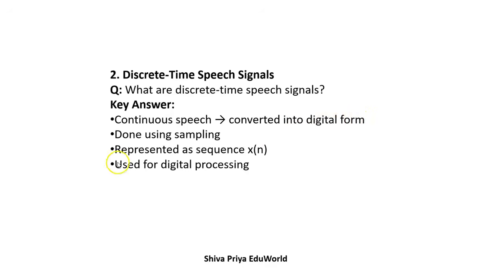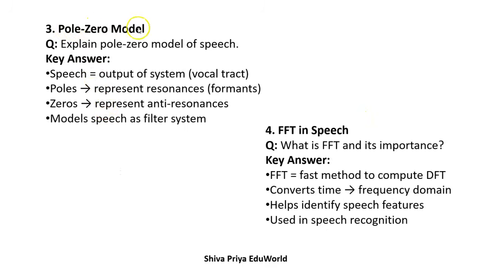Clear? And the next question is pole zero model. The question is explain pole zero model of speech. Here speech is the output of a system, the output of the vocal tract that I have already told you. Here the pole represents the resonance. It will represent the formants. That is what the pole means. And the zeros represent the anti-resonance. Completely opposite meaning. And this models speech as a filter system. This is a filter system.